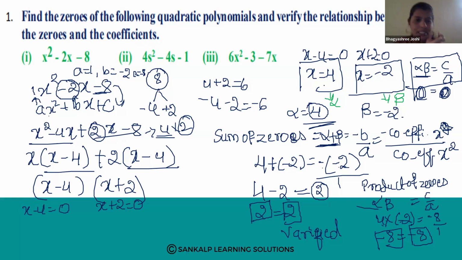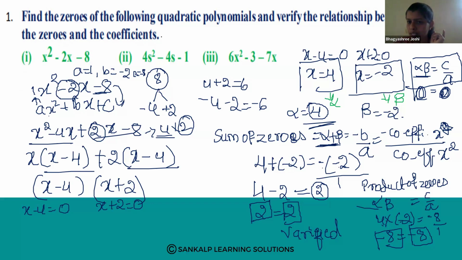So once again I will explain. First, what do you do? You find out the factors. This is a very basic thing, I will not explain it once again. By using the factorization method, you will find the factors. After finding the factors, what will you do? You will find the zeros. How are you going to find the zeros? You will equate the factors to 0.